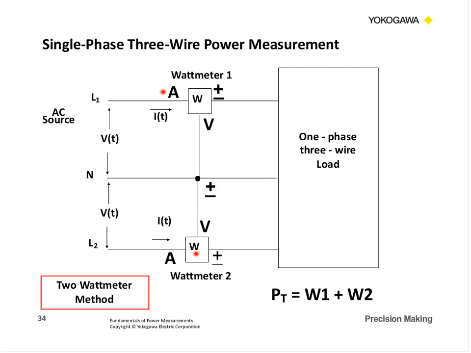Remember our polarities very carefully, as marked by the instruction manual from our design engineer. Okay. So we're going to measure the voltage from the line to the neutral, and we're going to measure each of the phase currents. Now, the total power is just going to be the sum of these two wattmeters. So we could put two single-phase wattmeters in there and just manually add them up. This is a two-wattmeter method.